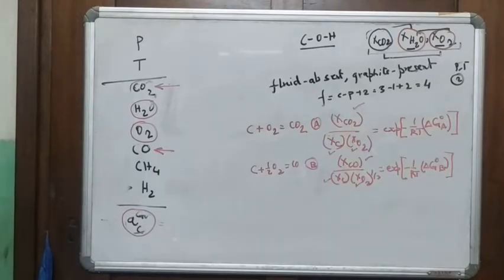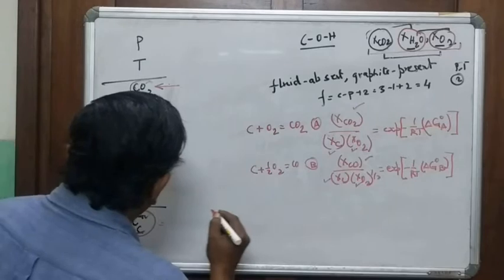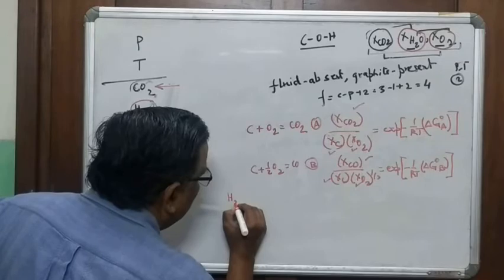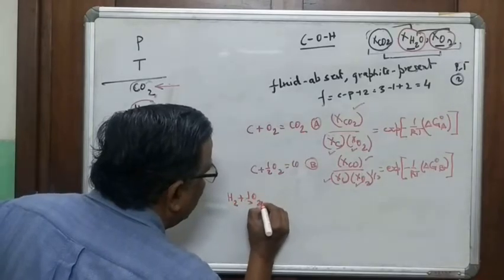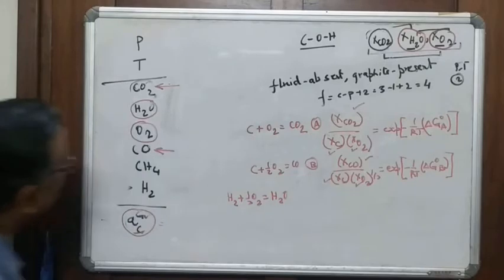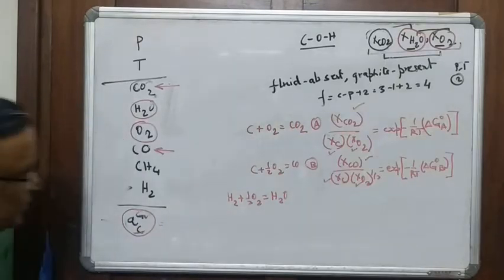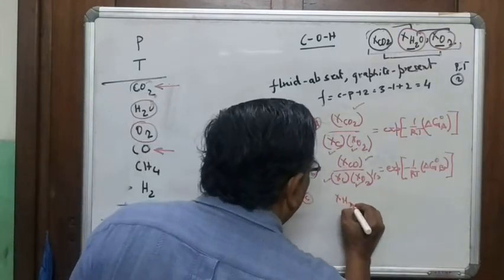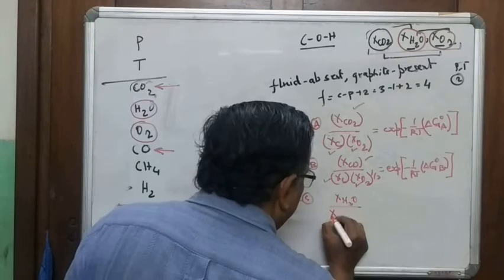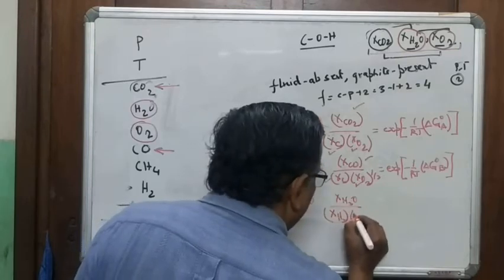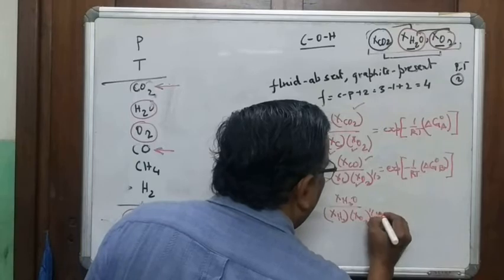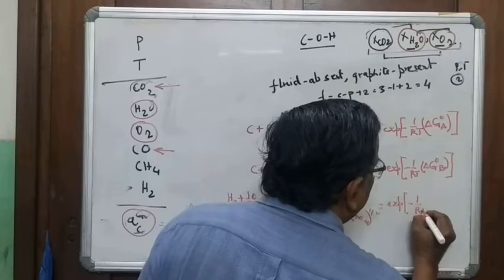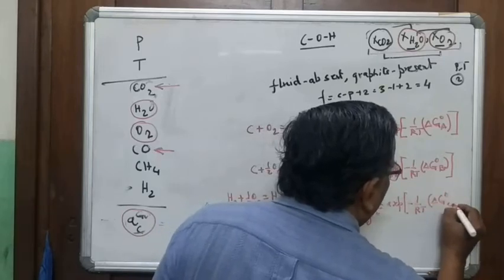Now let's see what we can do here. So now, H2 plus half O2 is equal to H2O, right? So now you can see this is reaction C, and you have XH2O divided by XH2 into XO2 to the power half is equal to exponential into minus 1 by RT into delta G0C.